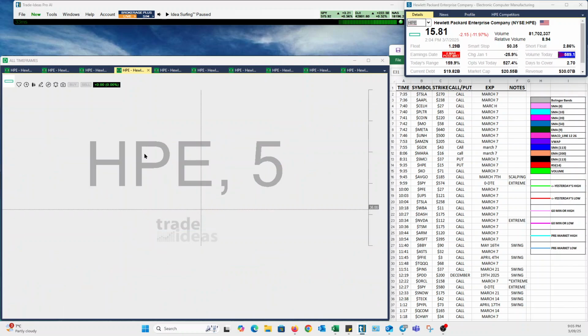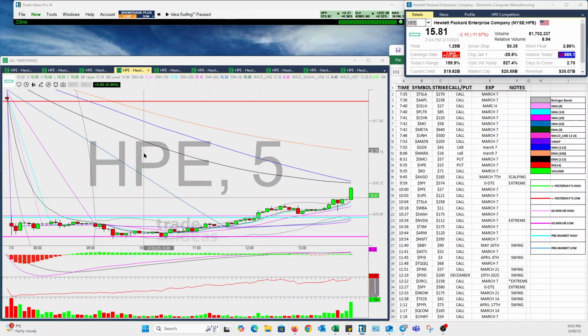HPE is Hewlett Packard, and that was called out at 9:35, and that was a put. Okay, so this chart, with this call out, obviously there was already a big, huge drop to this chart. So looking at a put at that time, which is 9:35, this chart is kind of already bottomed out. This is your opening range low, and it never really broke up below that. So there wasn't really an opportunity for a put there.